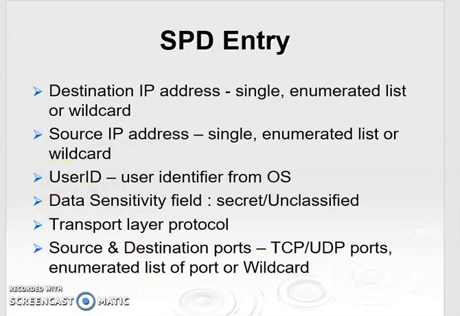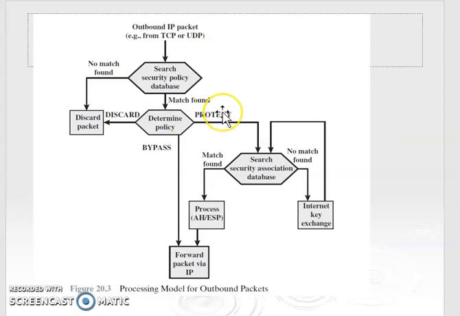Then whenever outbound processing is performed, that is, outbound packets are being processed. Outbound packets are those packets which are transmitted from the source to the destination, and inbound packets are the incoming packets, we can say. Now for this we can see in the figure, the outbound packet, incoming from TCP or UDP, which searches the security policy database.